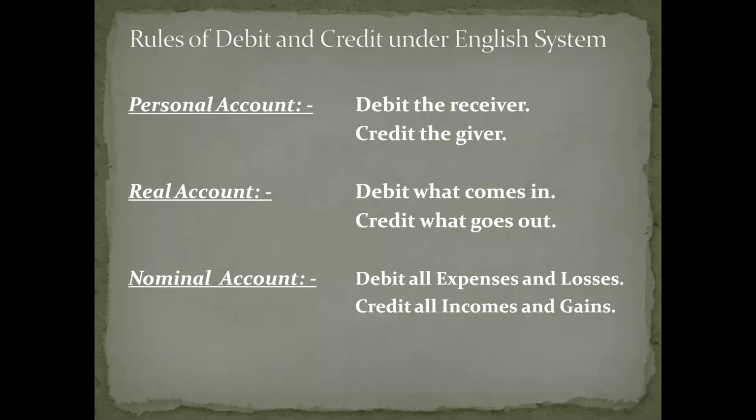Here, machinery purchased for cash means machinery comes in and cash goes out. So the machinery account should be debited and the cash account should be credited. Understood? Debit what comes in, credit what goes out. Machinery comes in, cash goes out.